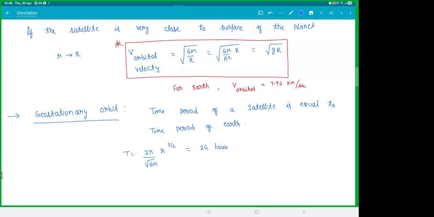And when you actually calculate the value, r turns out to be around 42,000 kilometers. That's the problem. Too far, too much fuel, very expensive. It's cheaper to launch 10 satellites at a height of 200, 400 kilometers than launching one or two at this height. But the advantage of this satellite is that you will always have access to it, 24 by 7.